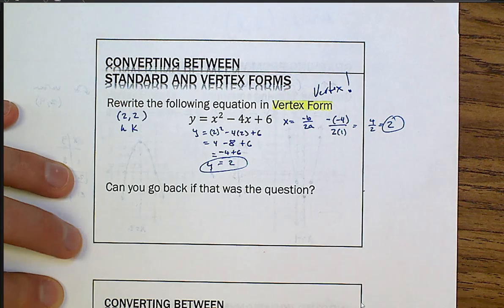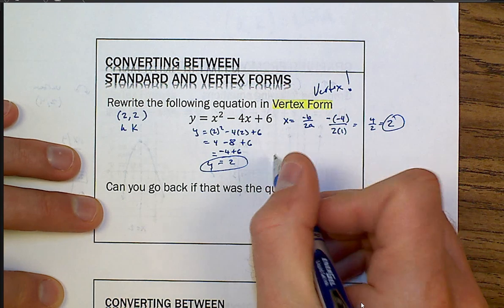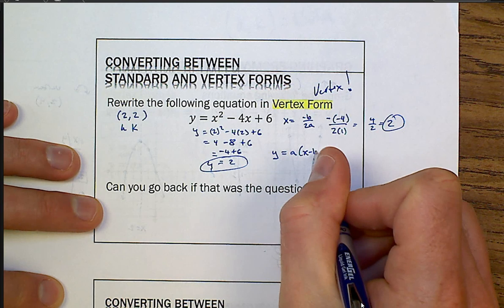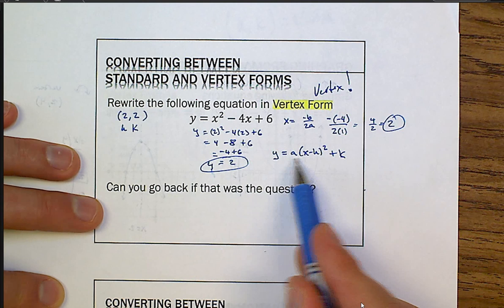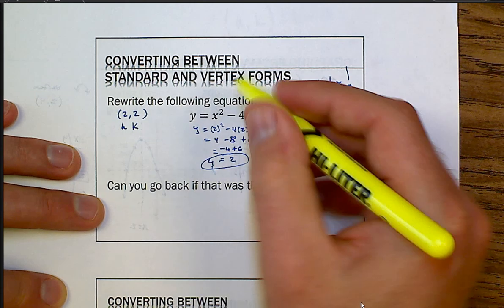All right. Now, when you go to write this in vertex form, remember vertex form is y equals a times x minus h quantity squared plus k. What's the one thing I'm missing? I got my h and my k, I don't have my a. But you do have your a value right here.